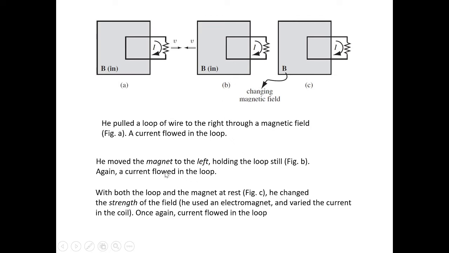The third condition is that with both the loop and the magnet at rest, he changed the strength of the field. He used an electromagnet and varied the current in the coil. Once again current flows in the loop. These are the three conditions he tried for magnetic induction, the experiment side.